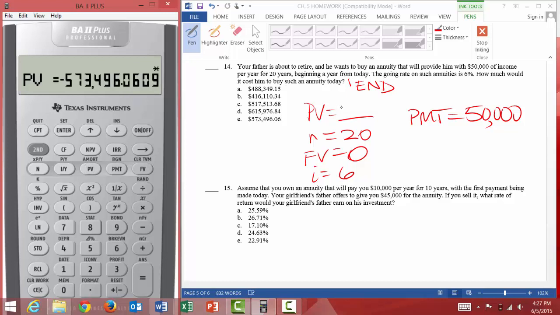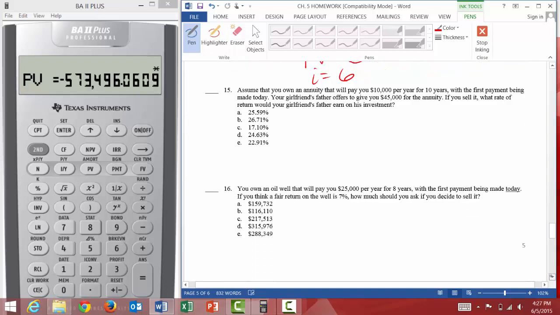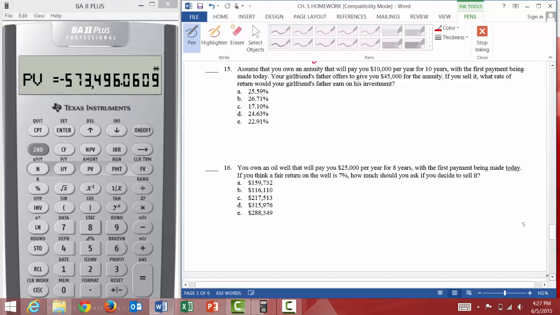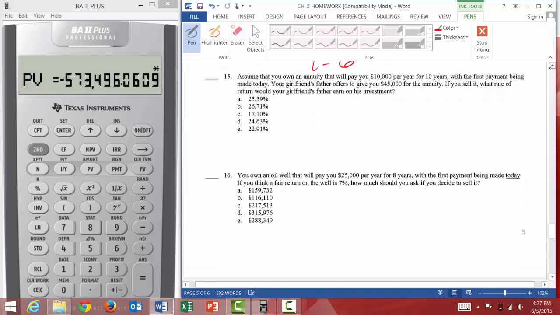So it should cost him $573,496.06. So that's answer E again. Oh, I'm sorry. Okay, let's see how many more there are. Okay, this really is the last two now.